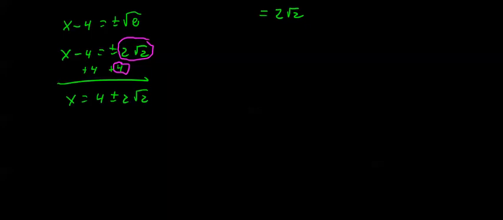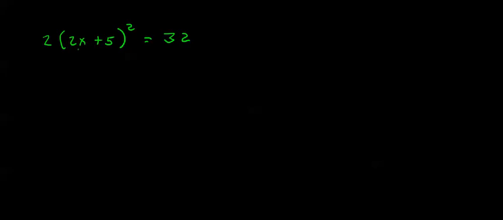Now, if we look at another problem here, for instance, 2 times x plus 5, or let's say 2 times the quantity 2x plus 5, squared equals 32. All right?